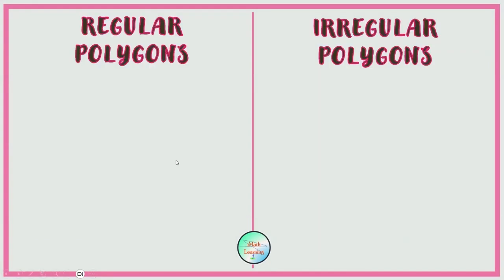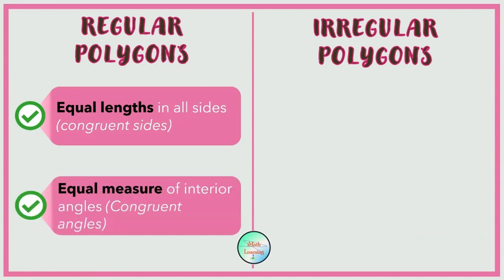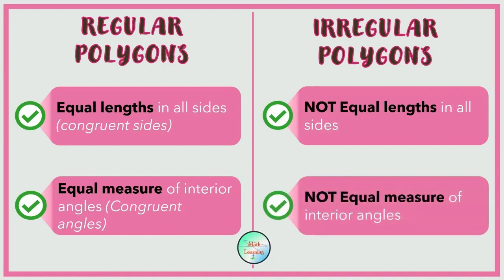To wrap up, regular polygons are polygons with equal lengths in all sides, or with congruent sides, and equal measure of the interior angles, or congruent interior angles. Whereas irregular polygons are polygons that have no equal lengths in all sides and no equal measure of the interior angles. Now I will show you some of the common regular and irregular polygons.